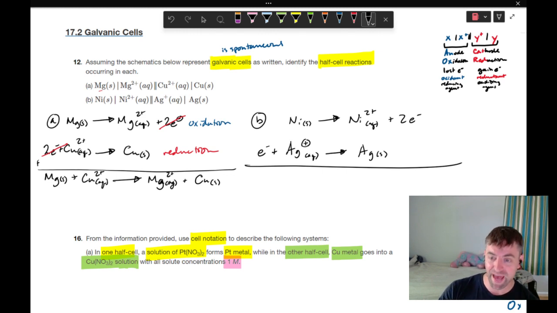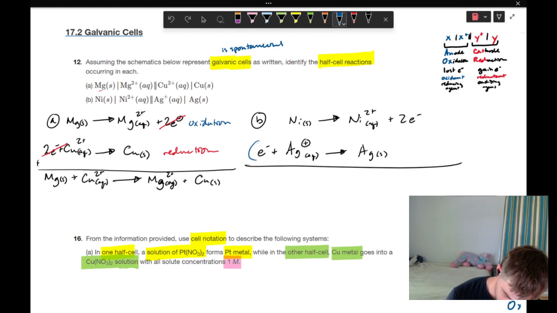We need to add up these half reactions. So because we have 2 electrons up here, we need 2 electrons in the other half reaction to be able to cancel this out. So we're just going to add a stoichiometric coefficient to each of these species. You could just as easily have written it like so, but I'm going to put it on each species so that it's abundantly clear.